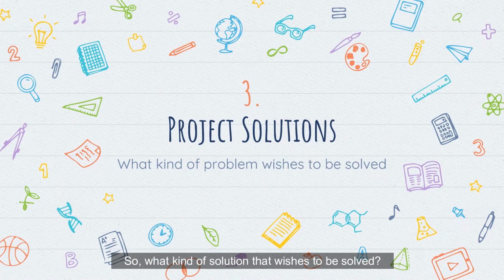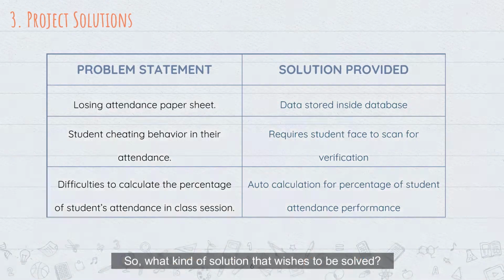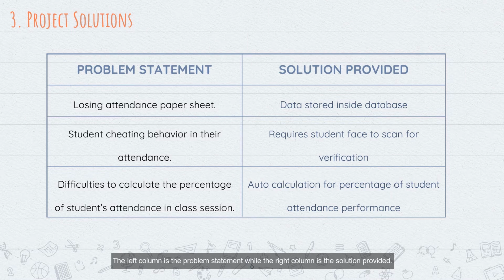So, what kind of solution is wished to be provided? The left column is the problem statement, while the right column is the solution provided. For the problem of losing the attendance sheet, the solution is to have the data stored inside the database. There are also print features for hard copy documentation. Next, student cheating behavior in their attendance. No worries because CoSAS requires a student's face to scan for verification and comparison. The other problem stated is difficulty calculating the percentage of student attendance. The problem can easily be overcome by implementing an auto calculation for the percentage of student attendance performance.